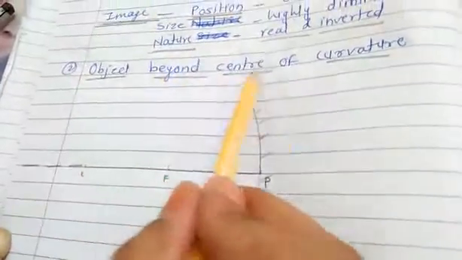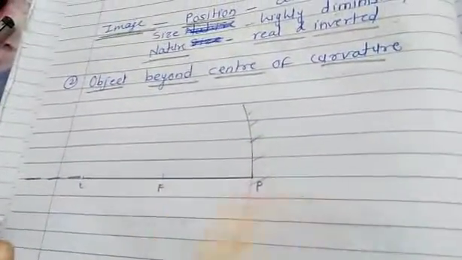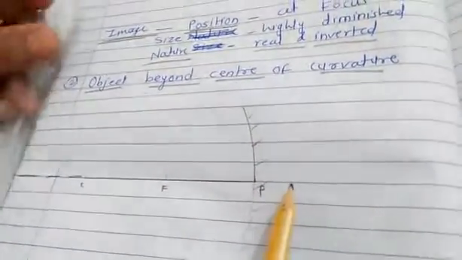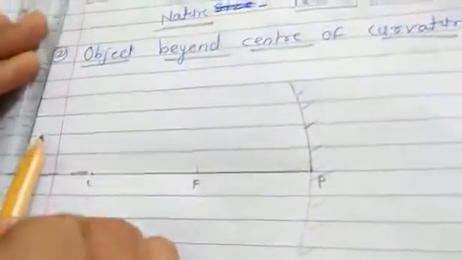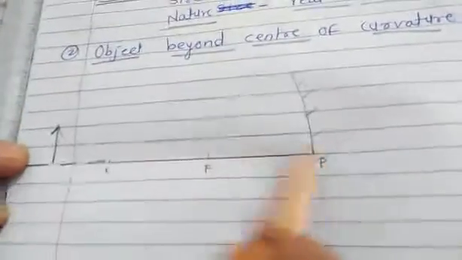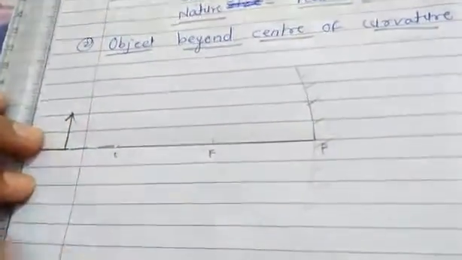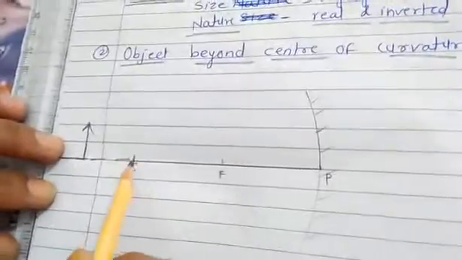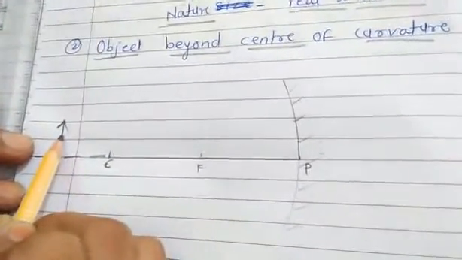Now we have to show the object beyond the center of curvature, and from this case onward we will draw the object with only 2 lines and above the principal axis only, not below the principal axis, because the object is closer. So we have to show the object this much only. Beyond the center of curvature, here we have the center of curvature and the object beyond it.